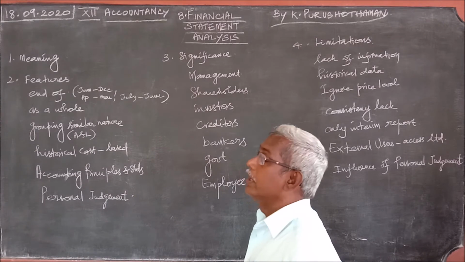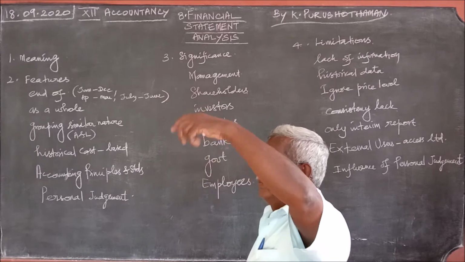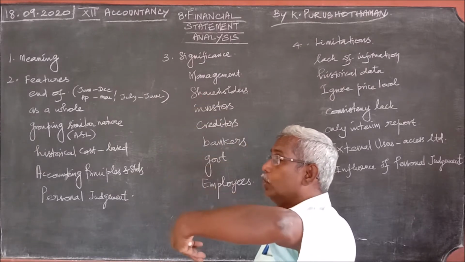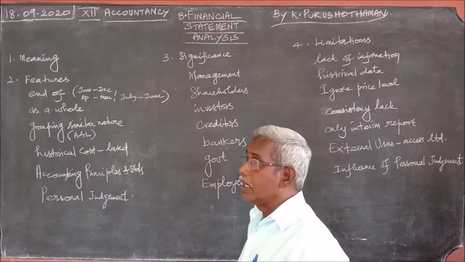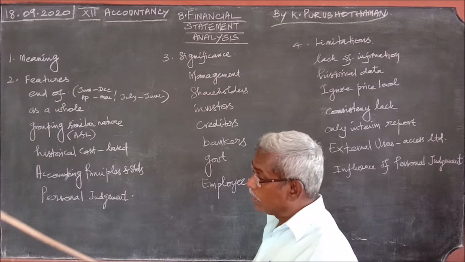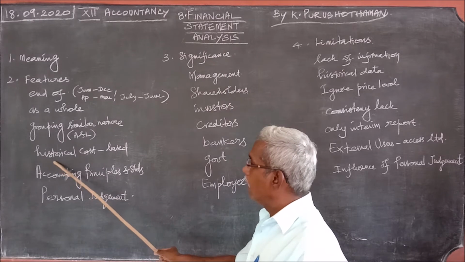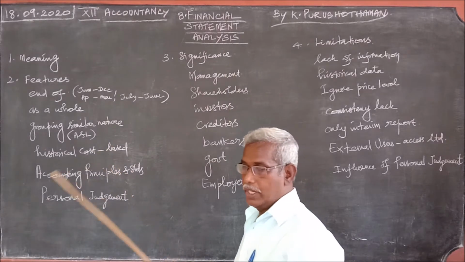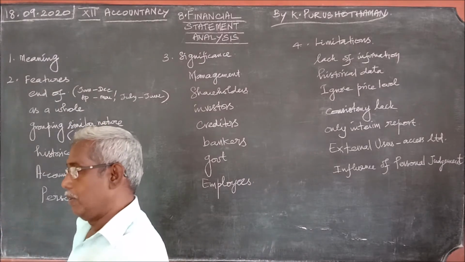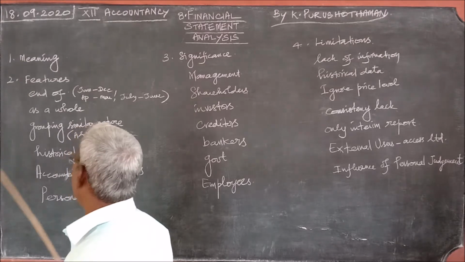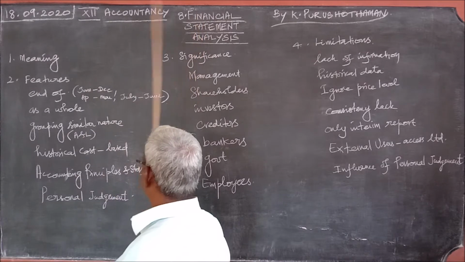For that, suppose this is 2020, what happened in 2010, what happened in 2015, what happened in 2018, all these things are considered. Based on that information from the past only, the statement is prepared. This is called the historical cost, that is the cost of the product in the past. By bearing this in mind only, the statement is prepared.